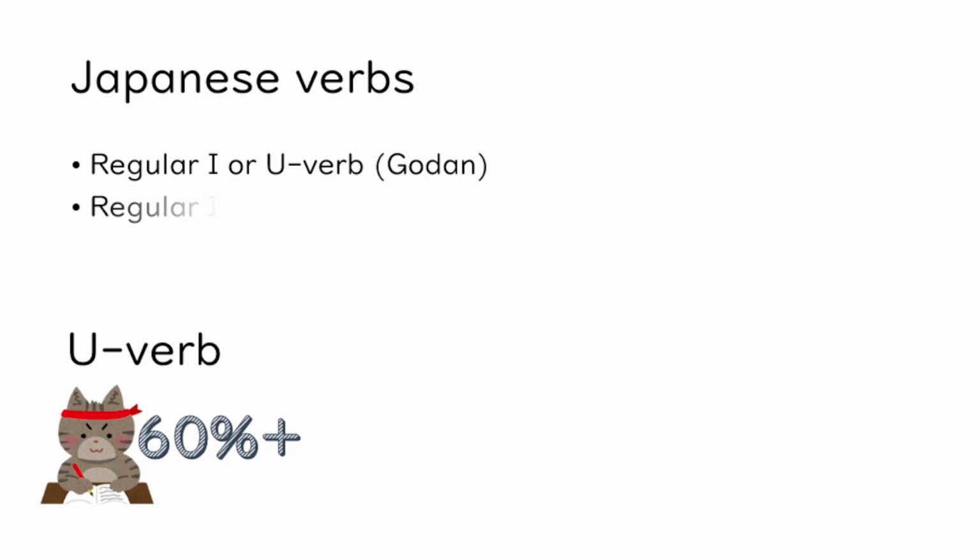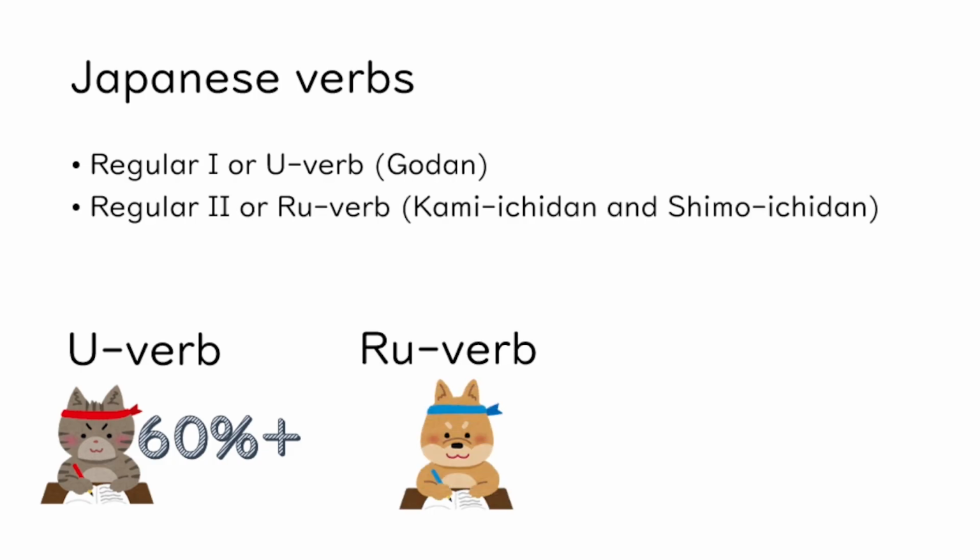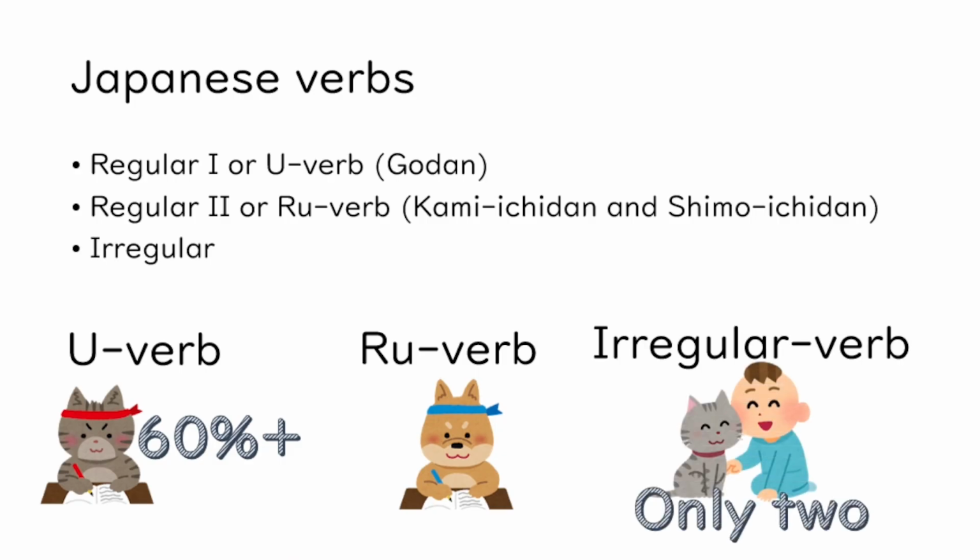The second category is regular ru verb. Native Japanese speakers learn this with further subcategories. The last category is irregular. There are only 2 verbs, so you have to memorize them. How to change into te form differs in each category, so let's take a closer look.